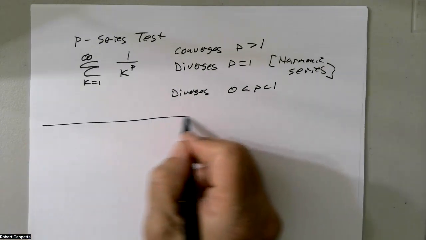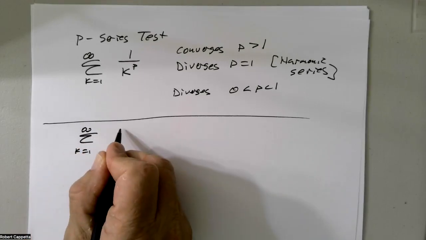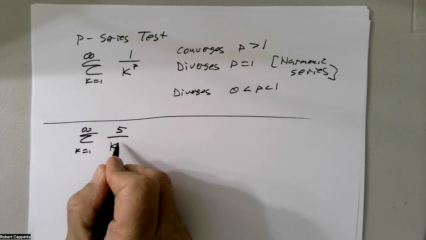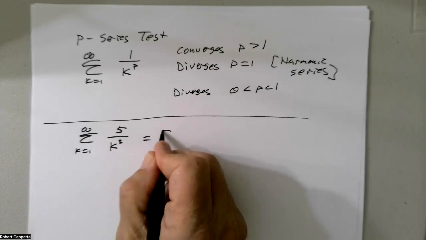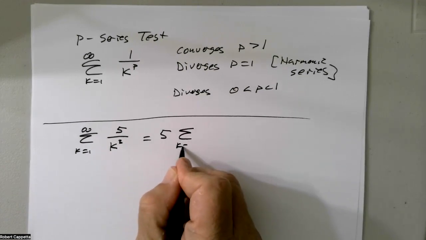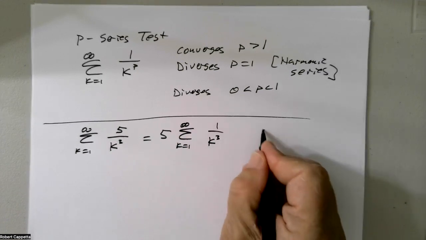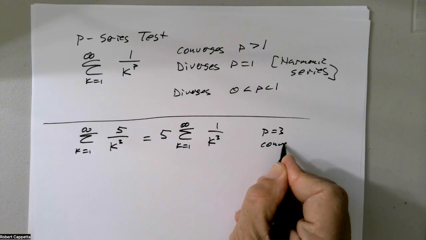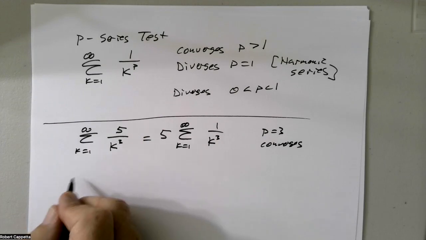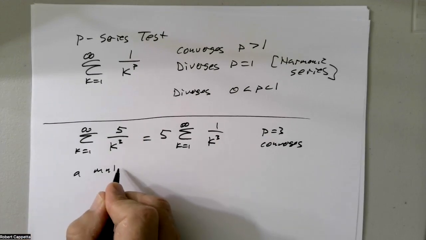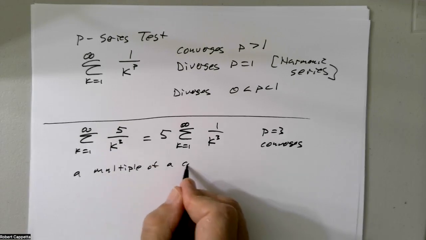So if you look at a question like this, what is the sum as k goes from 1 to infinity of 5 over k cubed? This is not itself a p-series, but I can pull the 5 out in front. So it's 5 times the sum as k goes from 1 to infinity of 1 over k cubed. In this case, p is 3, so it converges. If this whole thing converges, 5 times a convergent is a convergent, right? A multiple of a convergent series is convergent.